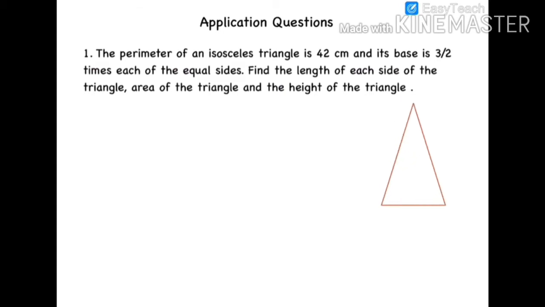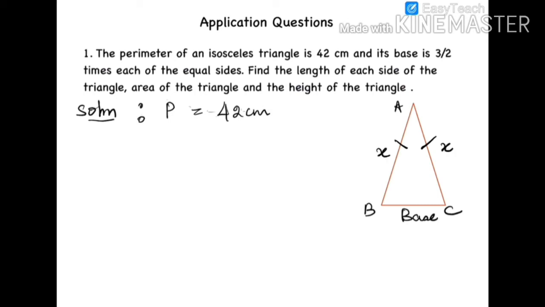In an isosceles triangle, two sides are equal and the third unequal side is called the base. We are given that the perimeter is 42 centimeters. Let's mark the equal sides as x. So using the information given in the question, base is 3 upon 2 times each of the equal sides.